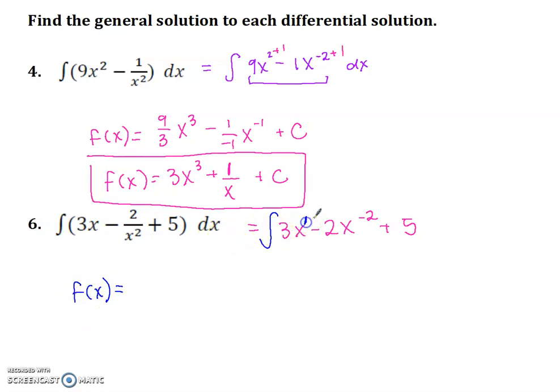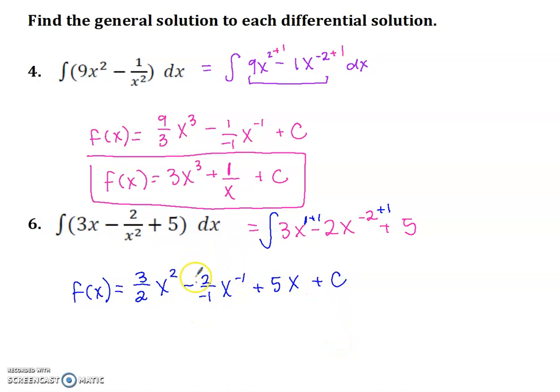So this is x to the first. So I'm going to add 1. So that's going to be 3 divided by, my new exponent is going to be 2. So that'll be 3x squared. Then minus, here when I add 1, negative 2 plus 1 is negative 1. So this is going to be minus 2 over negative 1, x to the negative 1. And then when I have a constant, you just tack an x onto it when you're doing the antiderivative. And then your very last step is to put a plus c.